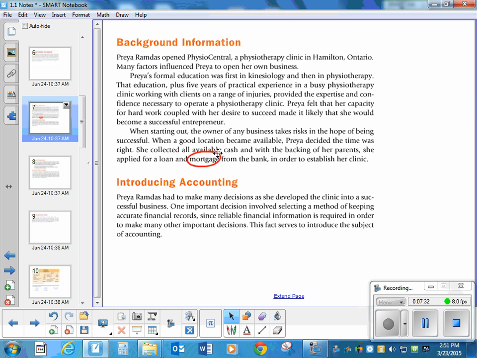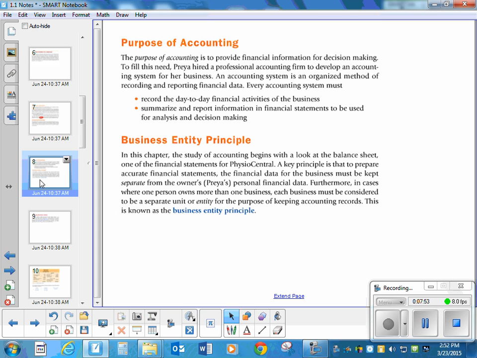Preya Ramdas had to make many decisions as she developed the clinic into a successful business. One important decision involved selecting the method of keeping accurate financial records, since reliable financial information is required in order to make money and many other important decisions. This fact serves to introduce the subject of accounting. So this is where somebody like Preya Ramdas would use accounting.